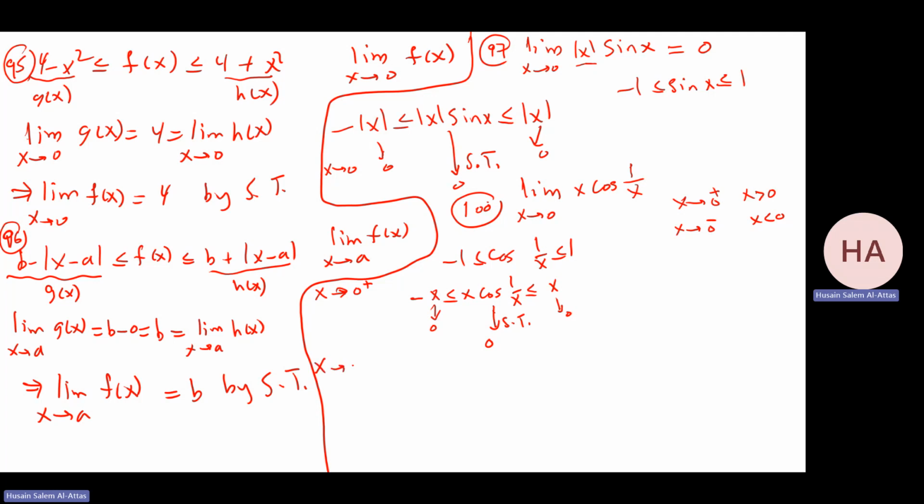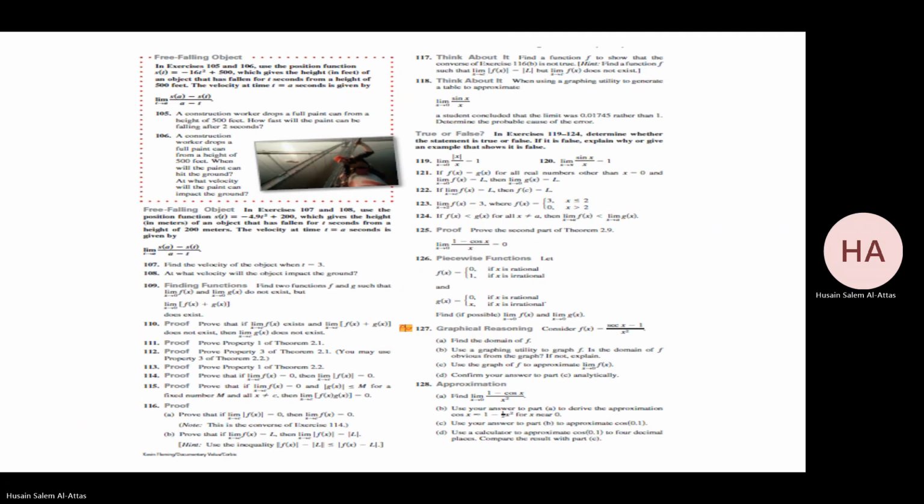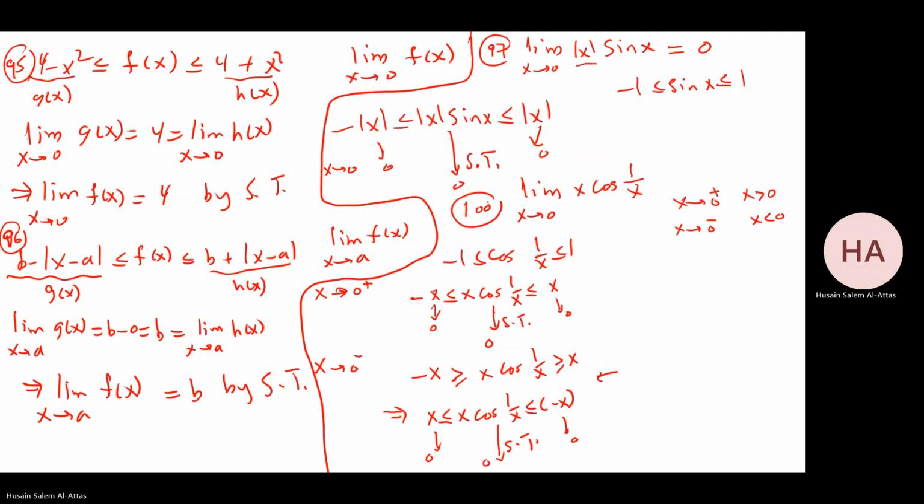As this goes to 0 from left, you have what? Oh, now when I multiply, x is negative. So that means it will be minus x greater than or equal to x cosine 1 over x greater than or equal to x. Or I can read it this way: x less than or equal to x cosine 1 over x less than or equal to minus x. Well, this goes to 0. This goes to 0. It means this goes to 0 by the sandwich theorem. So that means this limit as x goes to 0 from right is 0, and from left is 0. So the limit is 0.